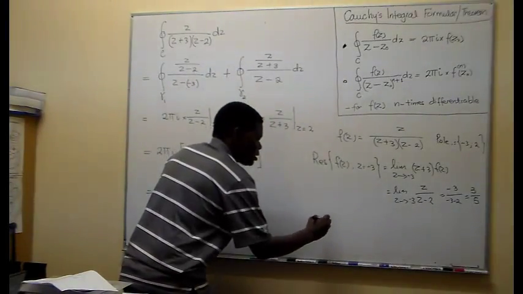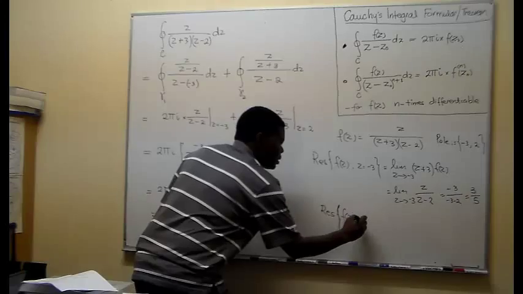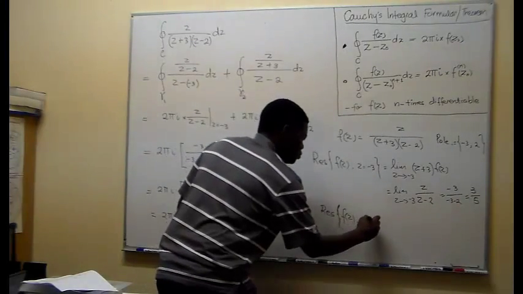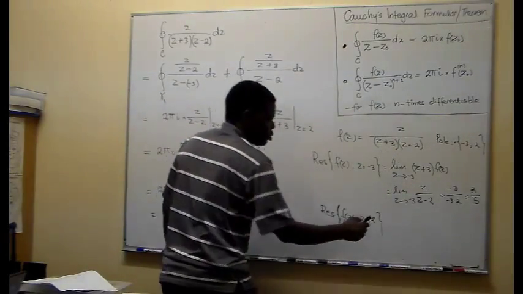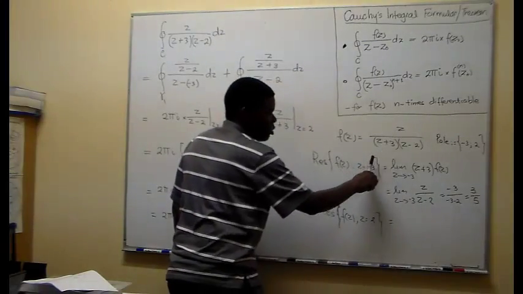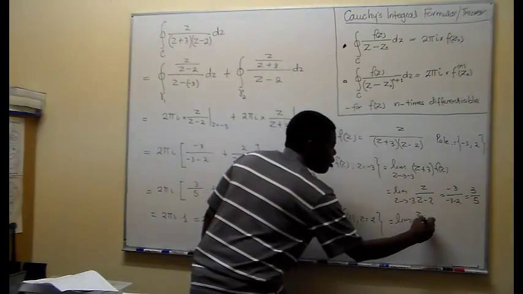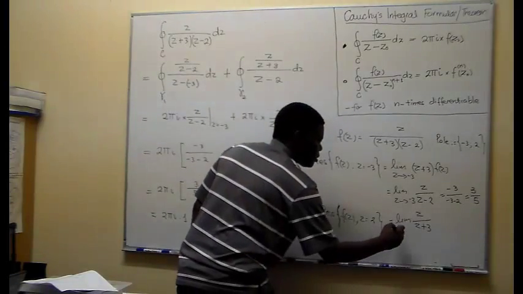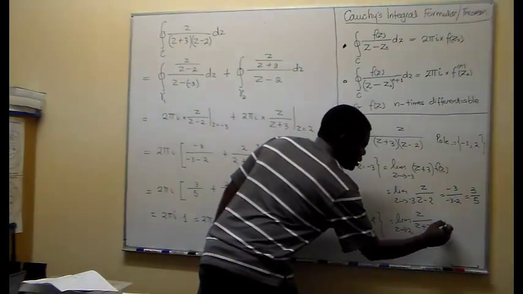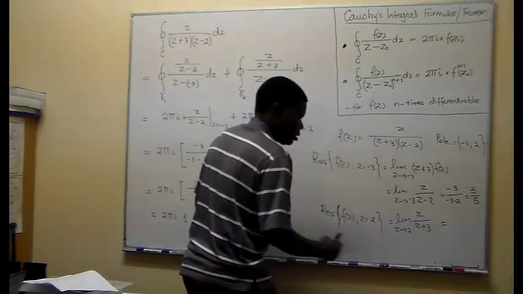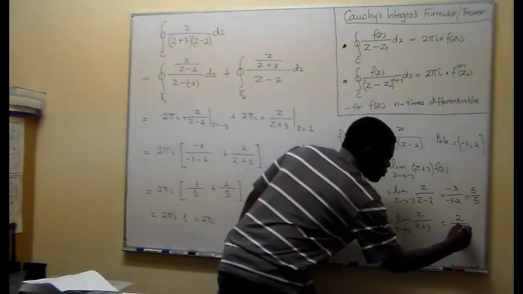Then next we'll find the residue of f of z at z equals 2, in which case we're going to multiply this expression by z minus 2, which gives us z over z plus 3, and we calculate the limit of z over z plus 3 as z is approaching 2, and we get here 2 over 2 plus 3, which is 2 over 5.